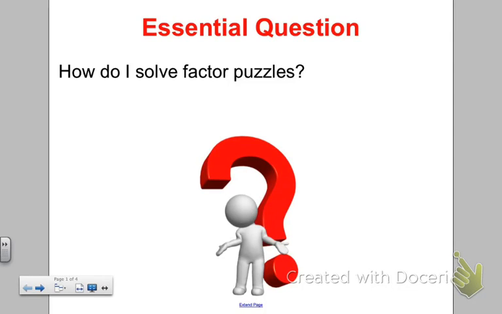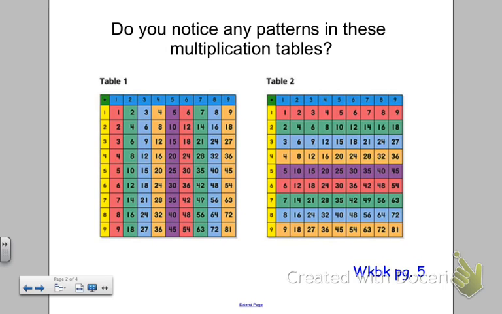Our essential question for this lesson is how do I solve factor puzzles? So today we're going to be introduced to factor puzzles. They may seem familiar to you from 5th grade, so this may be a review. First, I want you to take a look at some multiplication tables.